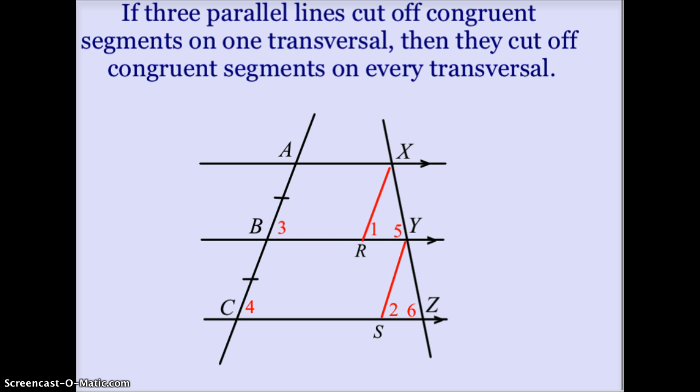Then angle 1 is congruent to angle 2, and triangle XYR is congruent to triangle YZS by AAS. Since XY and YZ are corresponding parts of this triangle, then XY is congruent to segment YZ, showing that on one transversal, if the parallel lines cut it into congruent parts, then every transversal will be cut into congruent parts by those same parallel lines.